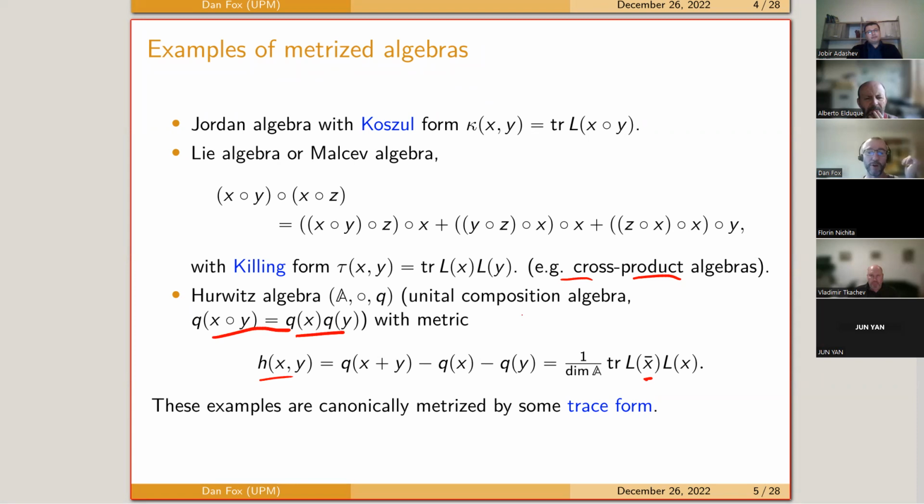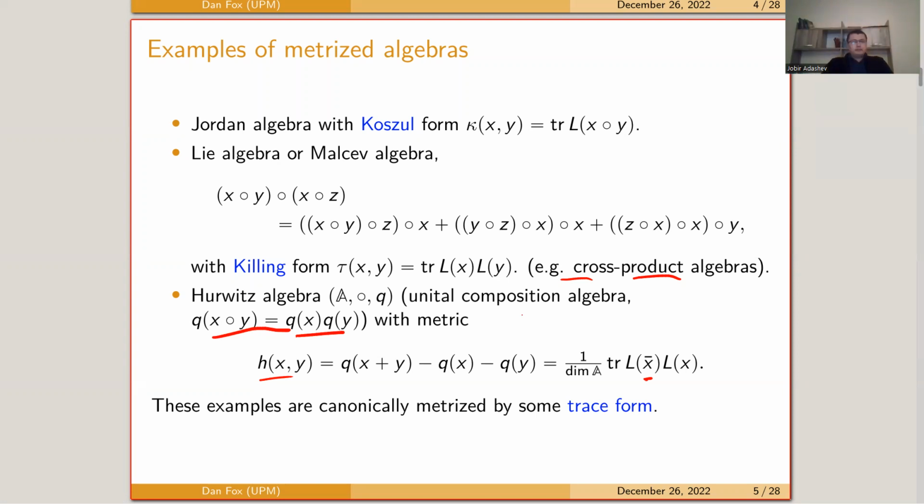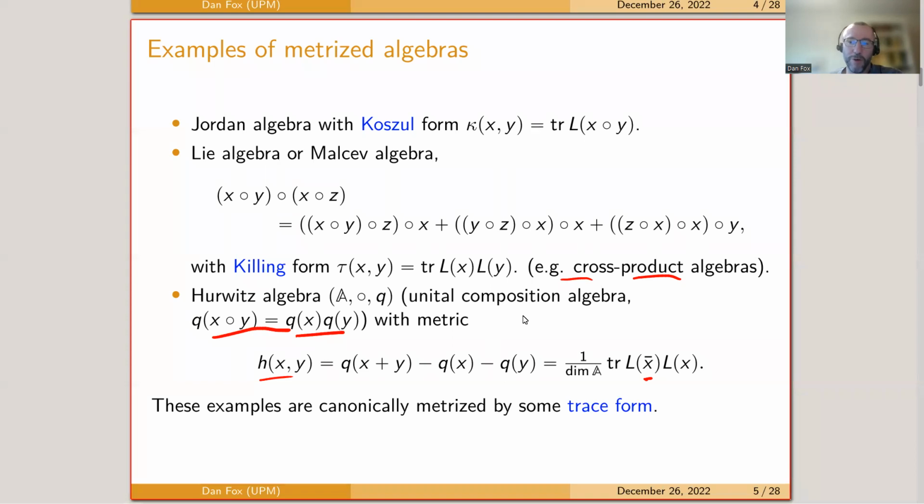So that's what's here. In all of these standard examples of metrized algebras, the metric is actually given by some particular trace form. And I think that's worth commenting on, because in general the class of metrized algebras is too big to say anything interesting. It's got too little structure. But if you decide to look at a particular trace form, things become more restricted. If you think about Lie algebras, there are still a lot of possibilities.